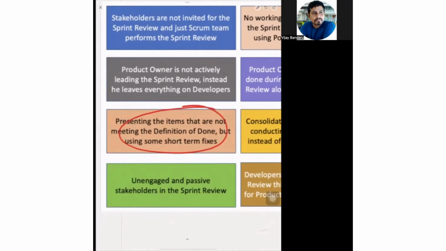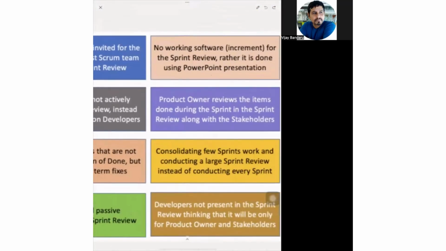Presenting the items that are not meeting the definition of done. According to Scrum, the increment should have only the items meeting the definition of done. So presenting half-baked items will reduce the confidence or trust of the stakeholders. Try to avoid that. Unengaged or passive stakeholders in the sprint review. This will directly have an impact on the feedback.